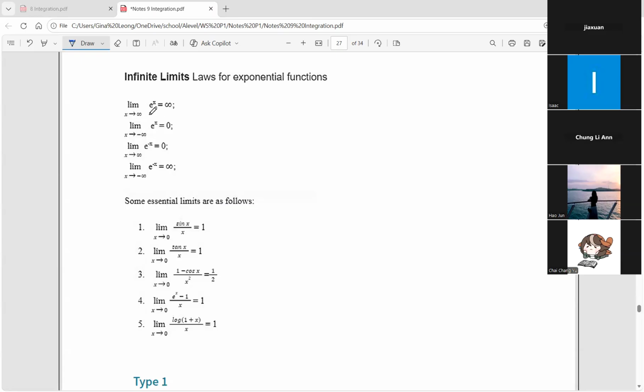Explanation, e power x is infinity. But this one is not popular. What is popular is this one and this one. When you have x approach to negative infinite, e power x, you will get 0. When your x approach to infinite, e power negative x, you get 0. These two are the popular ones.